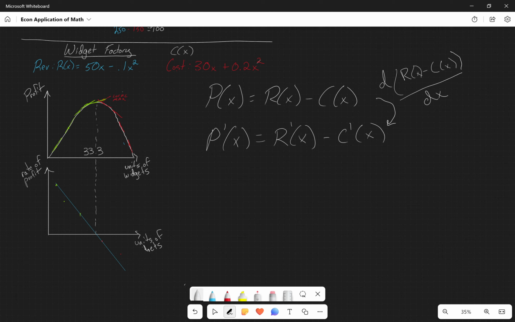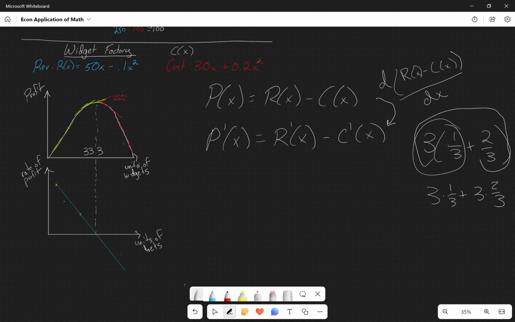I'm trying to think, 3 times (1/3 plus 2/3), right? And then you could say that's just 3 times 1/3 plus 3 times 2/3. So you can take that part and then you can take that part. So we're just doing that same thing, but we're doing it with more generic equations.